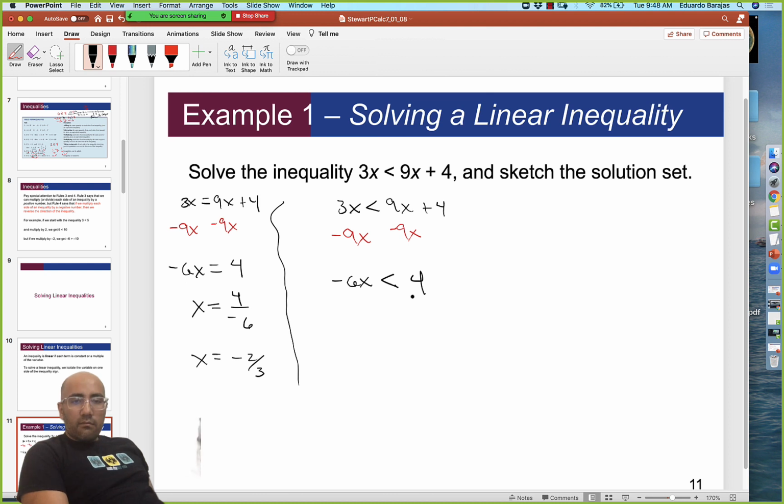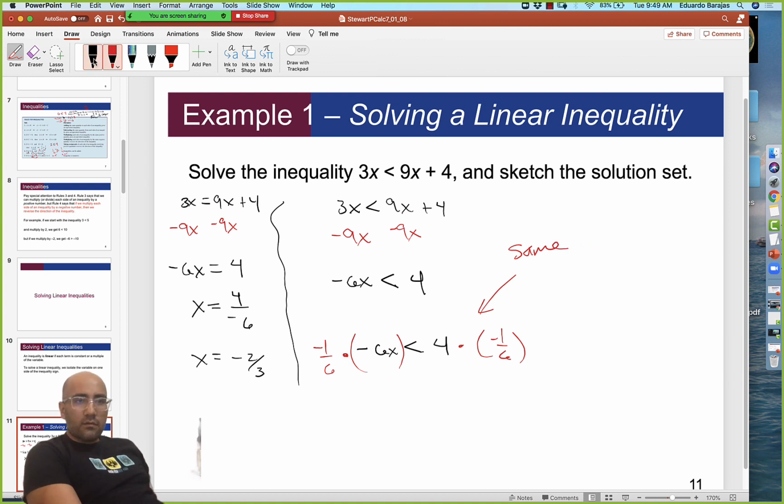And now we have to divide both sides by -6, which is equivalent to multiplying both sides by -1/6. The rule didn't specifically say anything about division, but when we divide both sides by -6, that's the same thing as saying let's multiply both sides by -1/6. This is the same as saying -6x is less than 4, and I'm going to divide this side by -6, divide this side by -6. Right? Same thing.